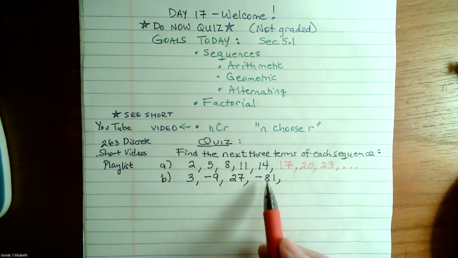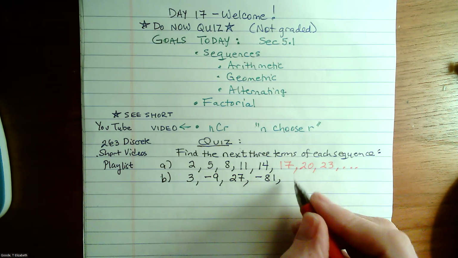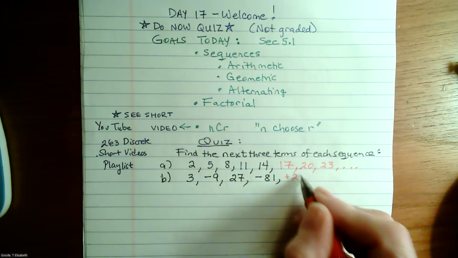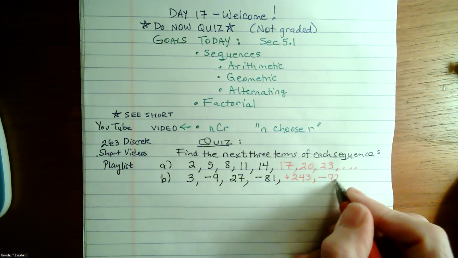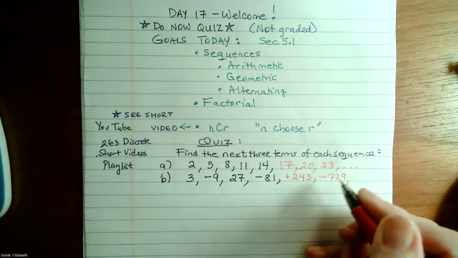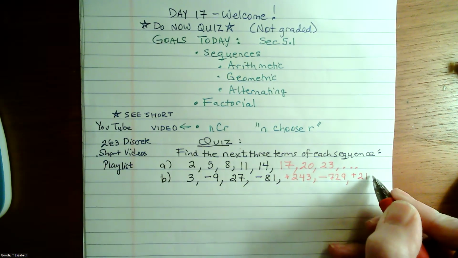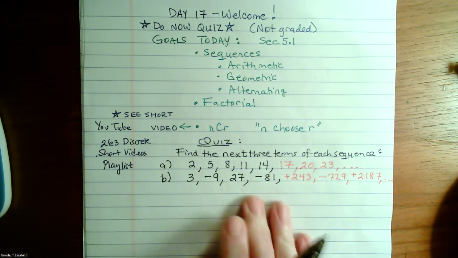How about in this second sequence? Do you see a pattern going on with that one? Yeah, I think each term is multiplied by -3. That's exactly right. So the next term would be a +243, and the next term is a -729, just in case you don't have your calculator handy. Gotcha. And then the next term is +2187.